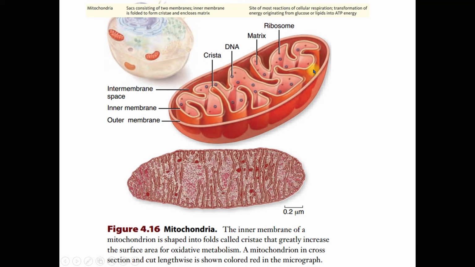And then inside the mitochondria we have the DNA. Or you can say in the matrix of the mitochondria, we have ribosomes and DNA. This is the matrix of the mitochondria. We don't call it cytoplasm of the mitochondria. We call it the matrix. Mitochondria is the site of most reactions of cellular respiration. Later in the cellular respiration chapter, you will learn a big deal about this mitochondria and the big role it plays.